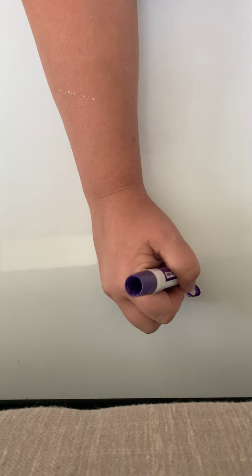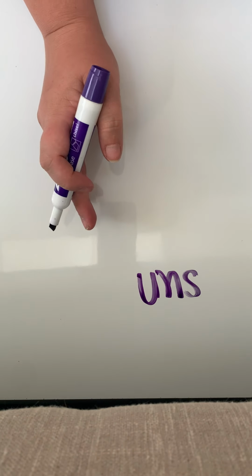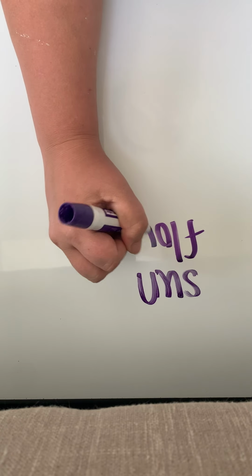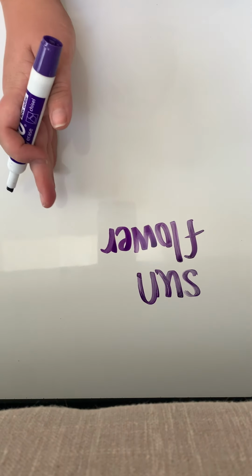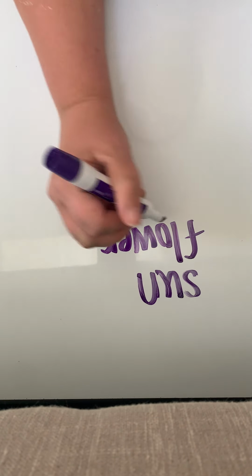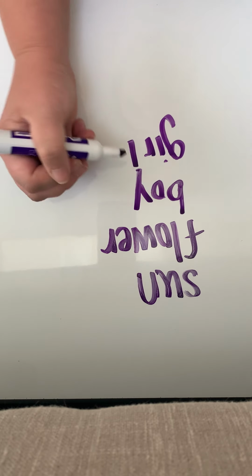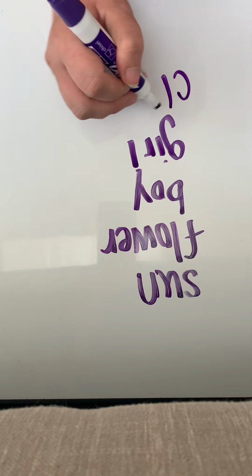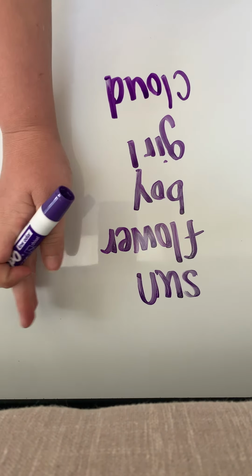Okay. You should have said the sun. It's symmetrical right down the middle. The flower, which also has a line of symmetry right down the middle. The boy and girl, we just learned that humans are symmetrical, so right down the middle. And then also you should have said the cloud. And that also has a line of symmetry right down the middle.